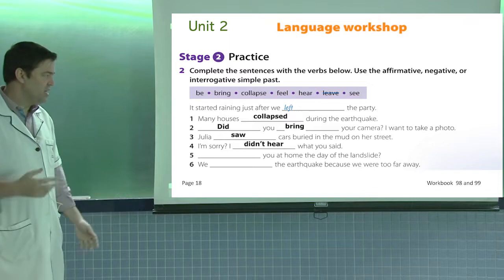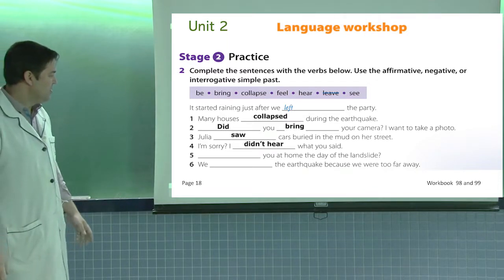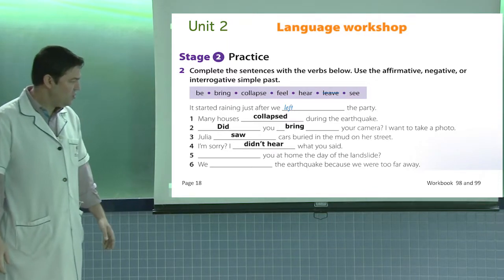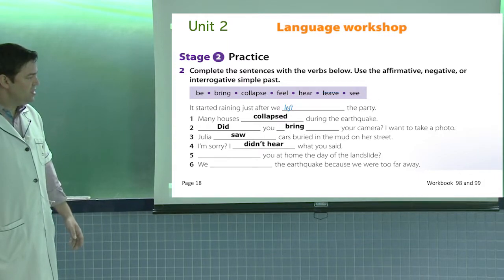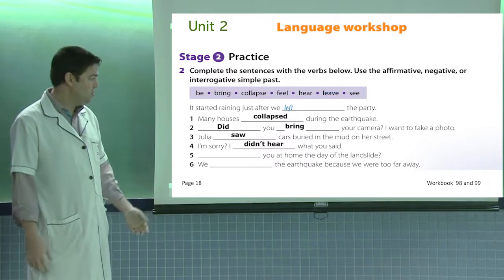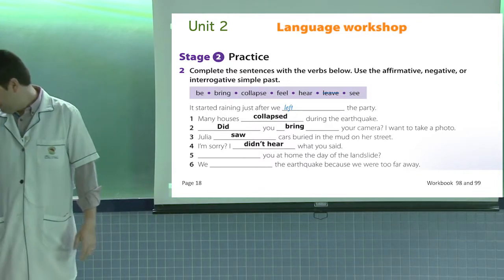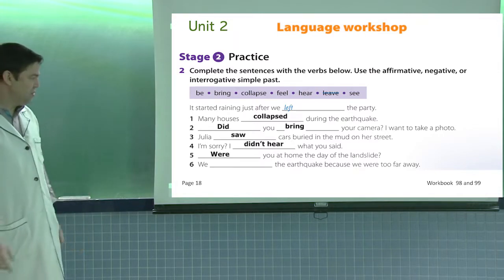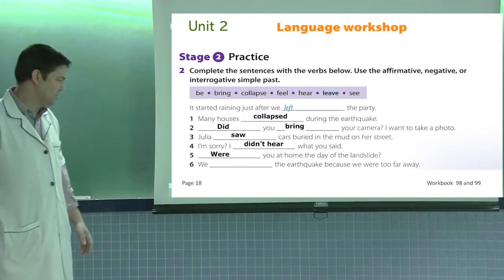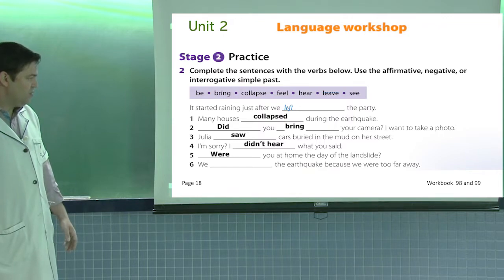I'm sorry, I didn't hear what you said. Okay, for number 5, you at home the day of the landslide. So I'm asking you a question. Probably here I have the subject that follows the gap, so I need to use the verb to be at the beginning in the past, right? Were you at home the day of the landslide?